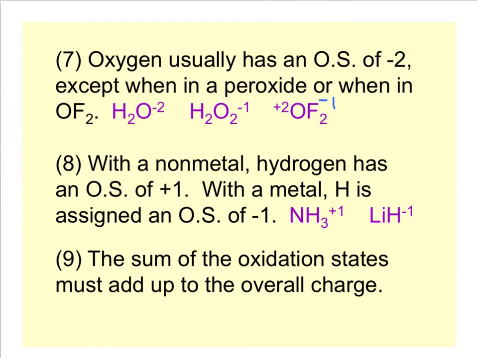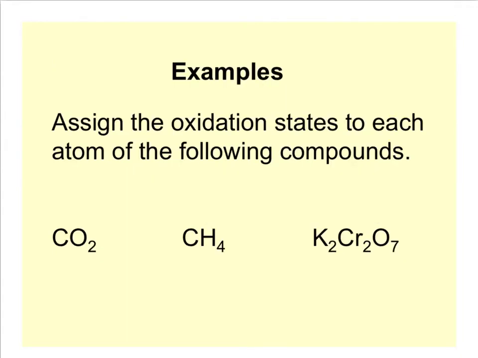And then lastly, rule number 9. The sums of the oxidation states have to add up to the overall charge of the material. So if we're talking about neutral compounds, then the individual atomic oxidation states have to add up to 0. If we're talking about a charged species, then the individual oxidation states have to add up to the charge of the material. Let's go ahead and take a look at some examples.